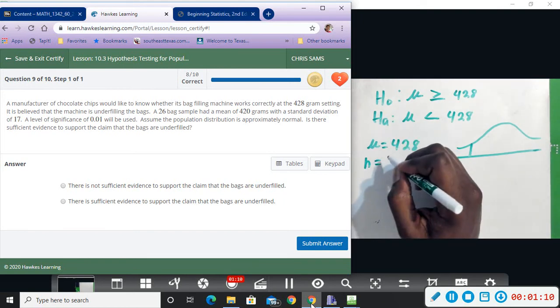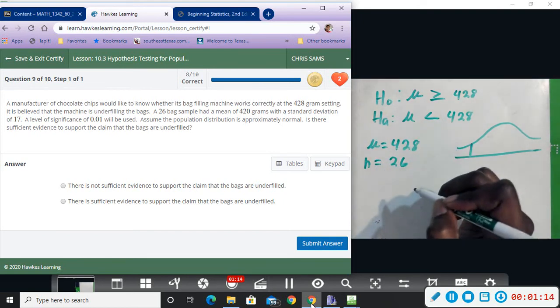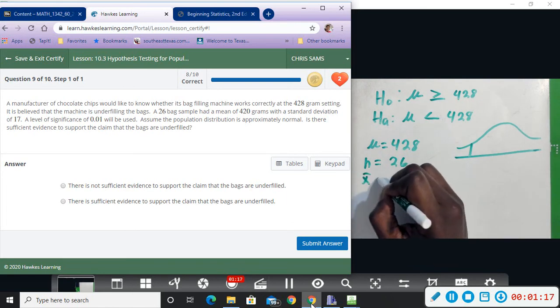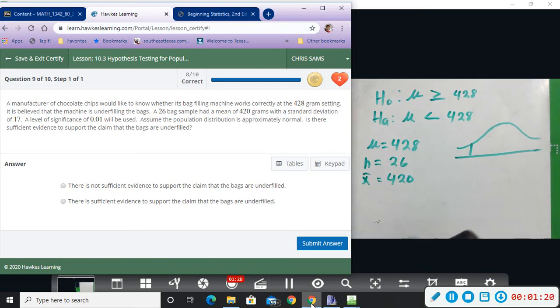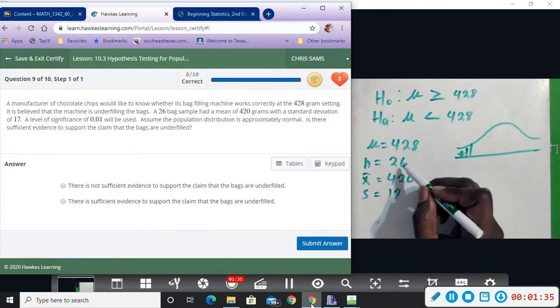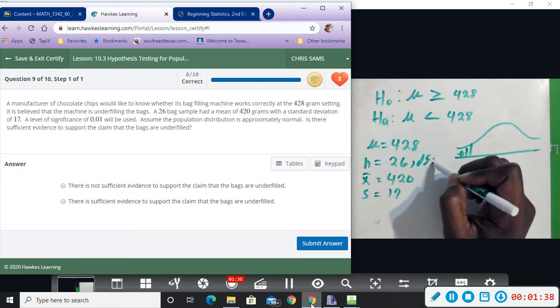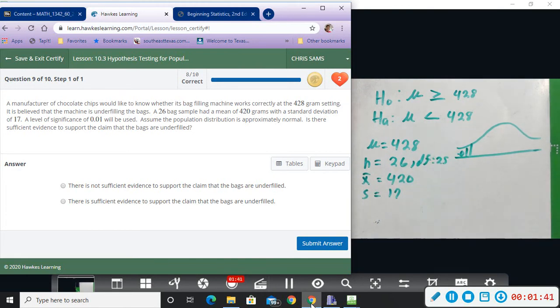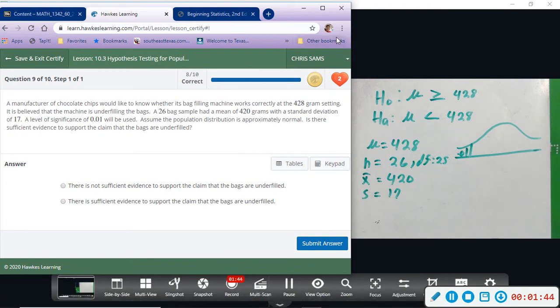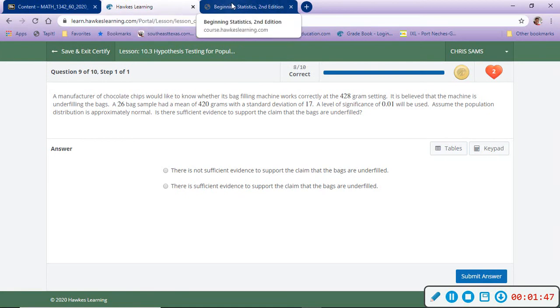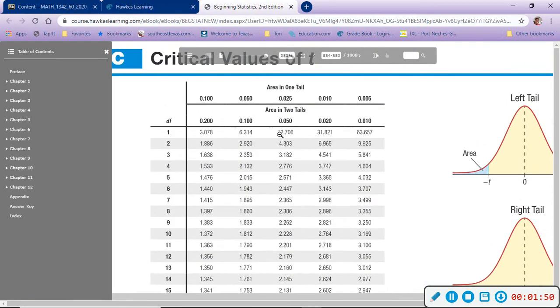The sample size they used is 26. That had a sample mean, so X bar, of 420, and a standard deviation of 17, so S is 17. The level of significance is 0.01, with degrees of freedom 25. So I'm going to look this up: 1% here, 25 degrees of freedom.